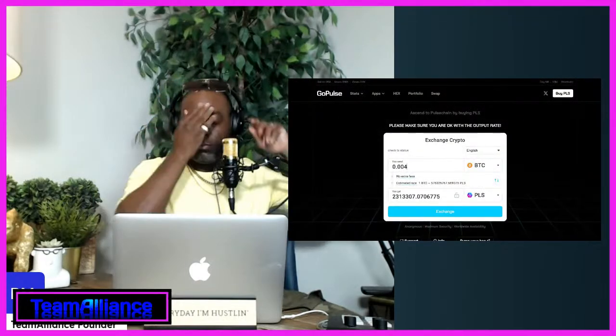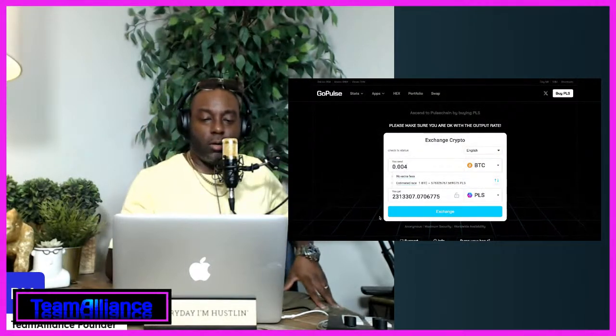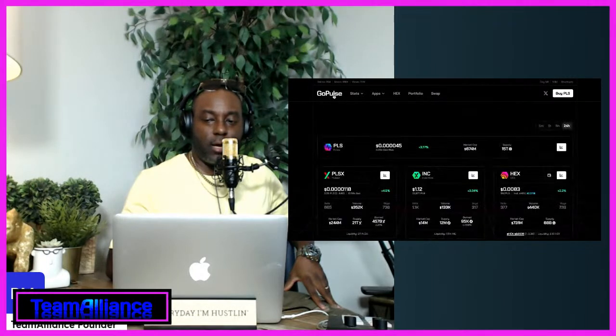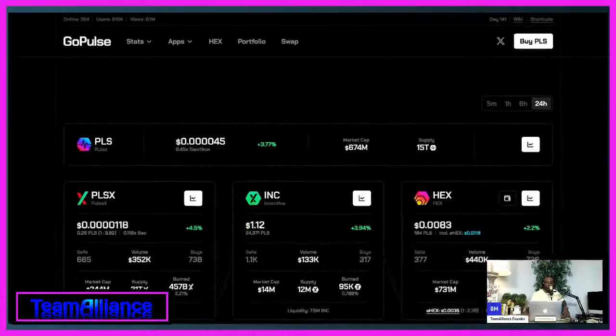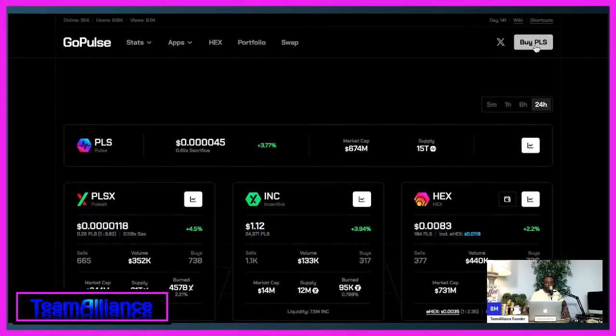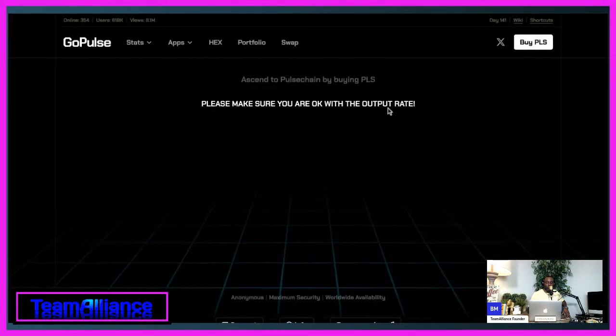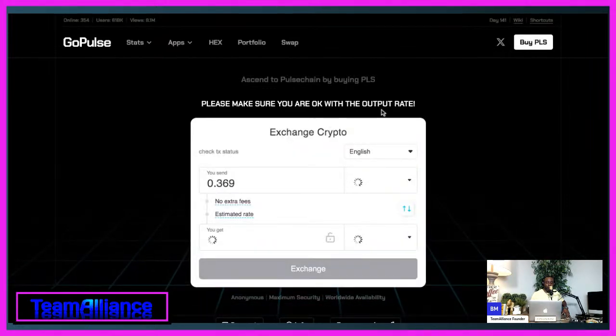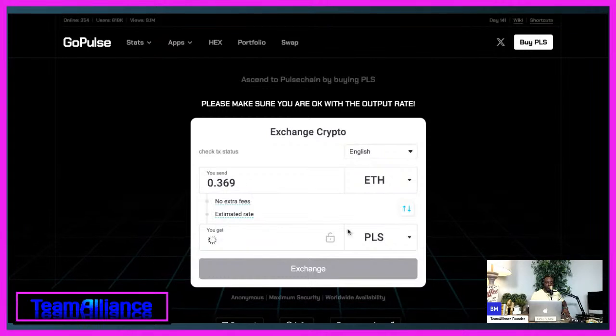So look, when you go to GoPulse, there's nothing to sign up for. It's just information here on the main page. So this is the main site, right? And to buy Pulse, you want to click on where it says buy PLS up here. And then it opens up this DEX.